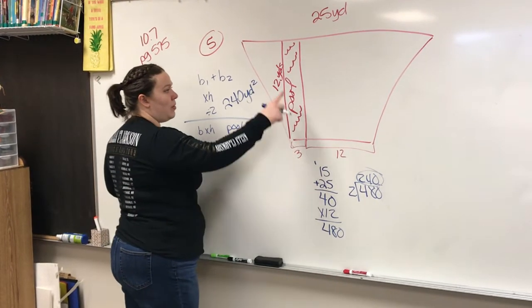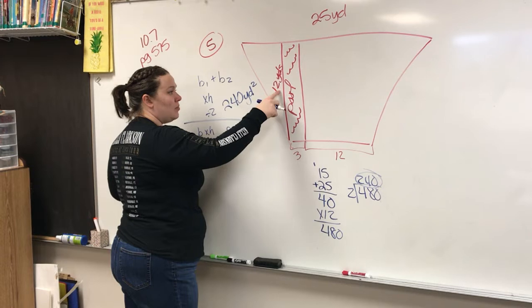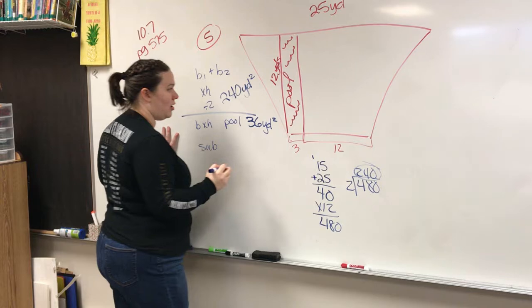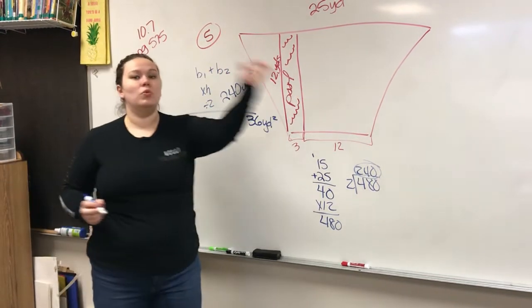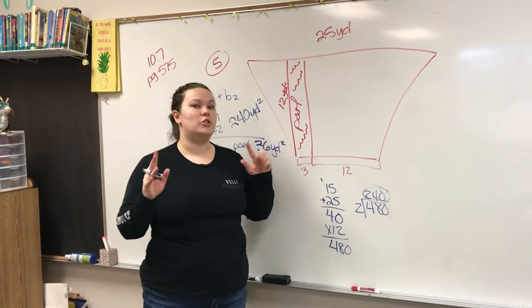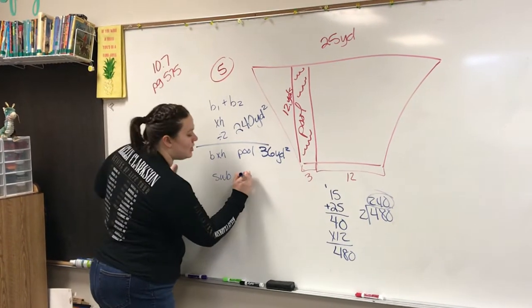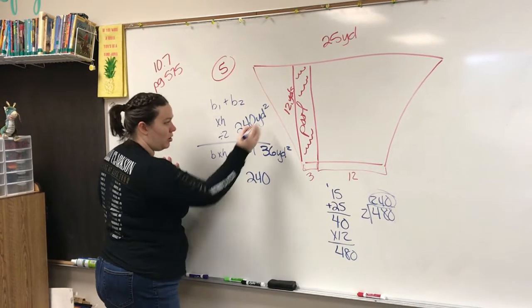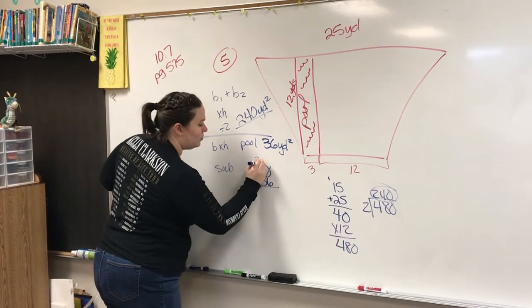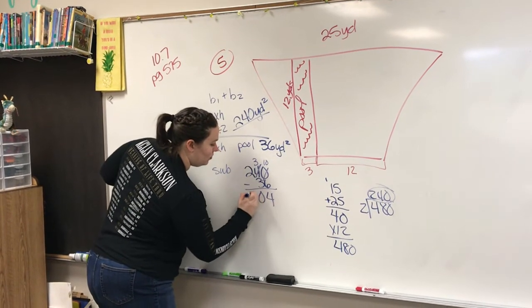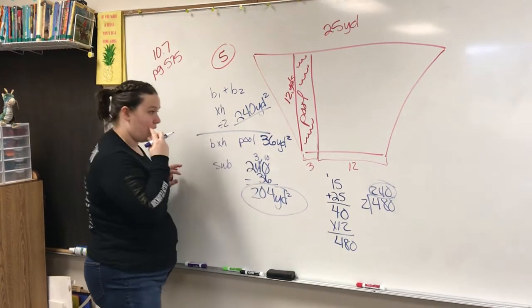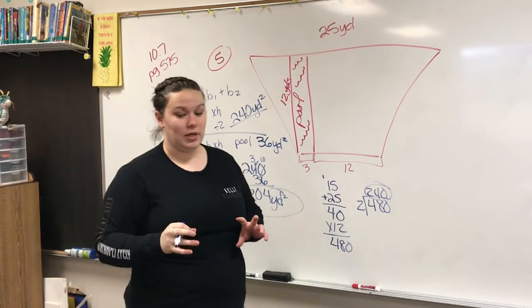Okay, now we need to find out the area of just the pool. Take the base, multiply it by the height. 3 times 12 is 36 yards squared. Now I need to remove the pool area from the backyard to just tell me how much grass we need to order. So that's taking the whole entire area of the backyard, which was right here, minus 36. 204 yards squared is how much grass will be in his backyard.